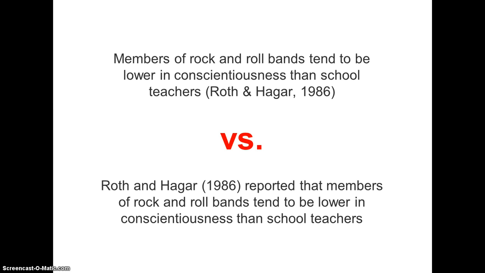Now, this is not a horrible sin, because you see this sort of thing quite a lot, where authors start sentences with the names of the researchers who produced the research. But by doing this, what you're implying is that the sentence is fundamentally about Roth and Hagar.